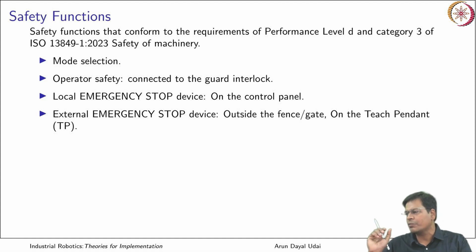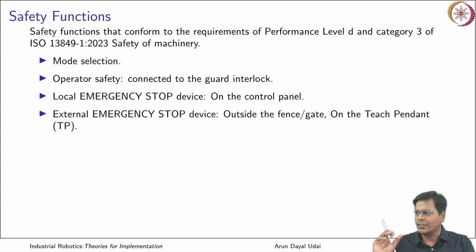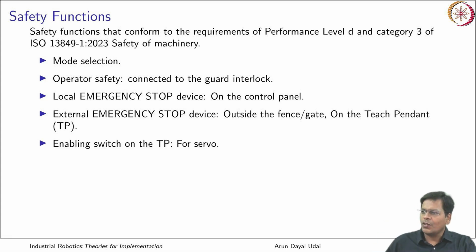So at least 3 of them are always there: outside the fence or the gate, on the teach pendant, and on the control panel. The one on the control panel is called a local emergency stop device, whereas the others are known as external emergency stop devices. Next is your enabling switch on the teach pendant, that is for the servo.